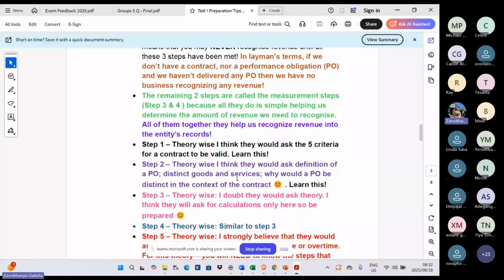So we need to constrain these amounts immediately when we enter into a contract, so that we are able to get a faithful representation and some relevance. Now, your step number three, where you're determining the transaction price, is affected by a lot of factors. Number one, variable factors, which are your discounts. Hence it's very important to understand what variable considerations are.